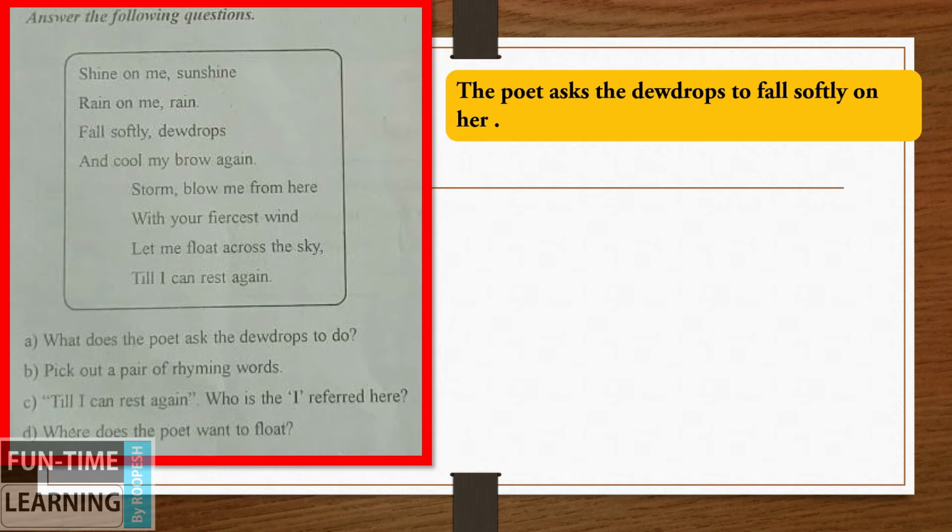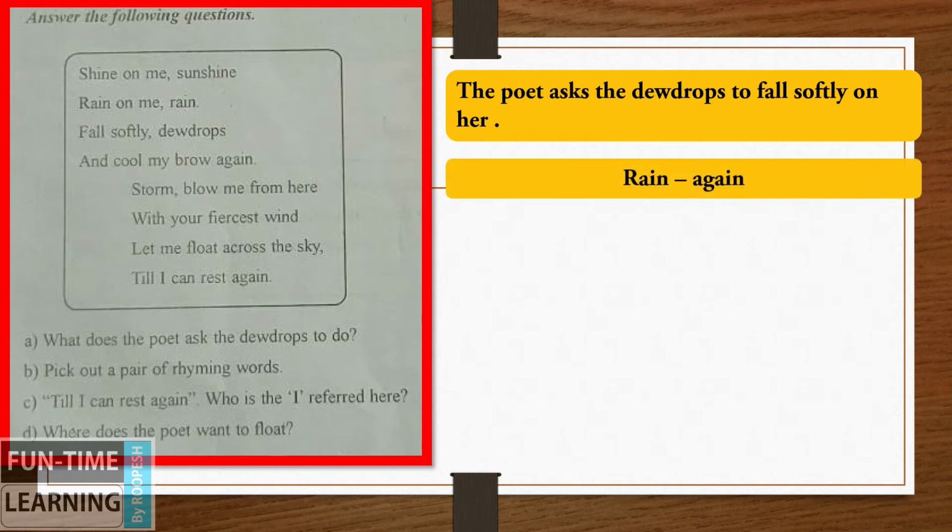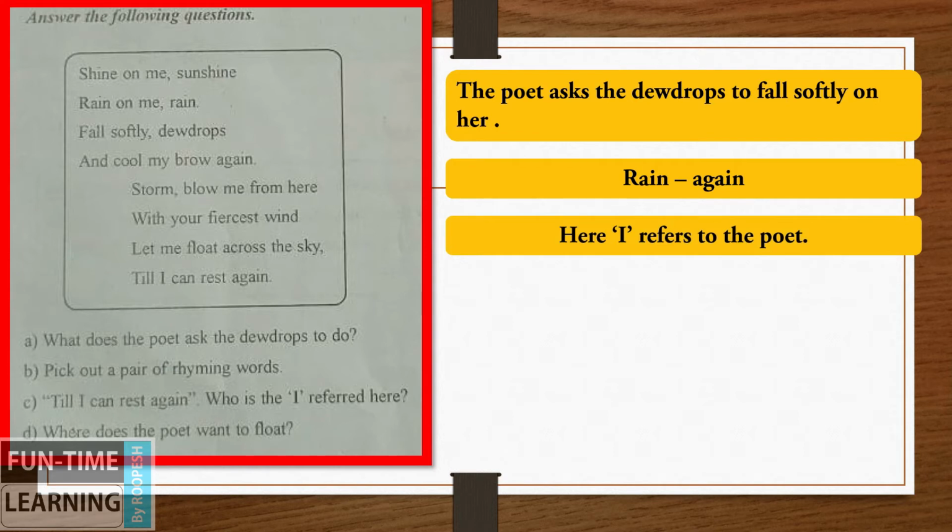Which are they? Rain and again are a pair of rhyming words from these lines. Until we can rest again. Who is I referred here? Here I refers to the poet.